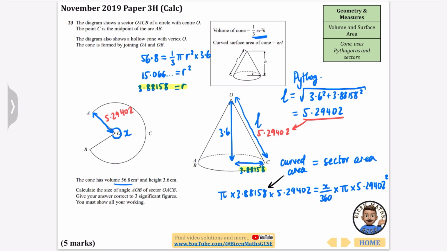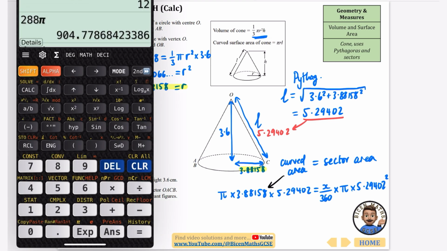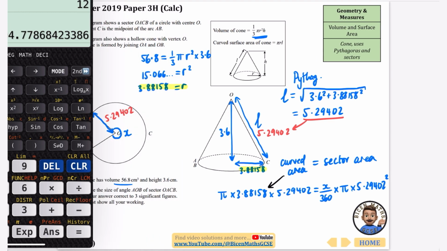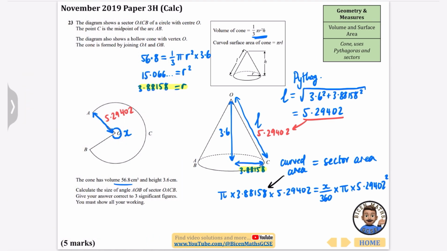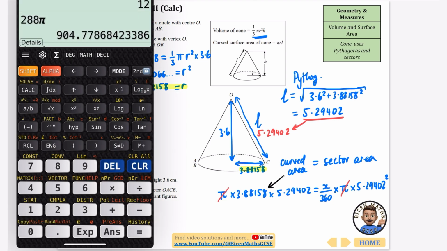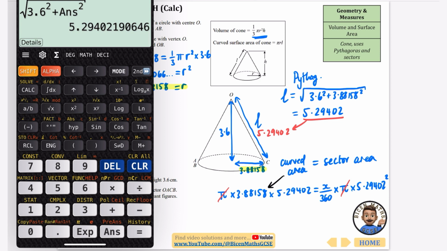Now I'm going to try and solve this equation. I'll show you what I'm going to do on my calculator. I'm going to begin by typing all of this into my calculator. I might do one sneaky thing first actually. Because I have pi here and I have pi here, I'm going to divide both sides by pi to get rid of it. That's going to save me typing at least one extra thing into my calculator.